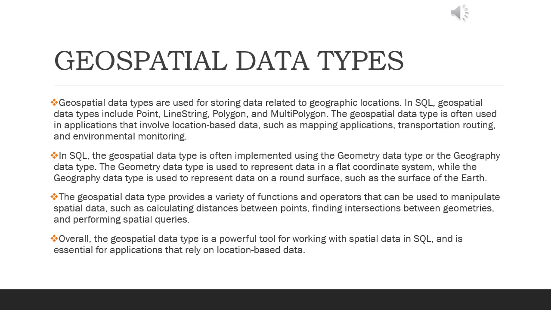In SQL, the geospatial data type is often implemented using the geometry data type or the geography data type. The geometry data type is used to represent data in a flat coordinate system, while the geography data type is used to represent data on a round surface such as the surface of the Earth. The geospatial data type provides a variety of functions and operators that can be used to manipulate spatial data, such as calculating distances between points, finding intersections between geometries, and performing spatial queries. Overall, the geospatial data type is a powerful tool for working with spatial data in SQL and is essential for applications that rely on location-based data.